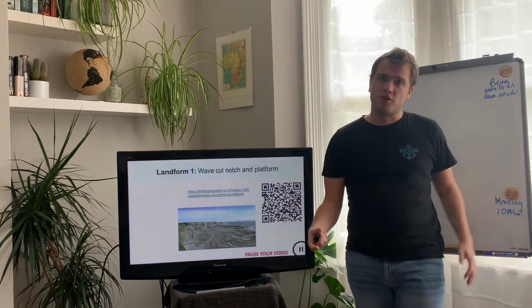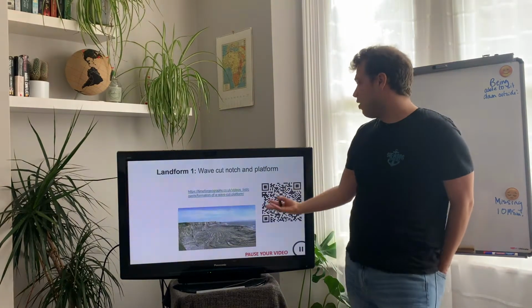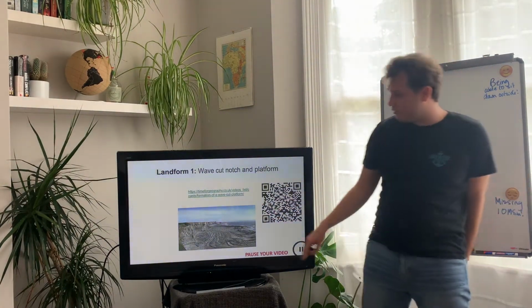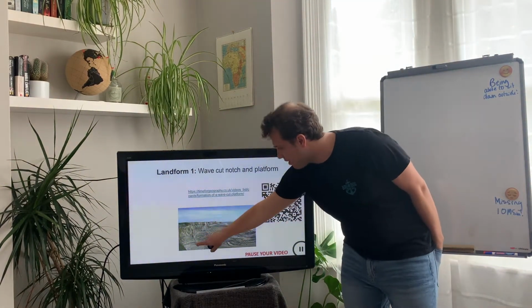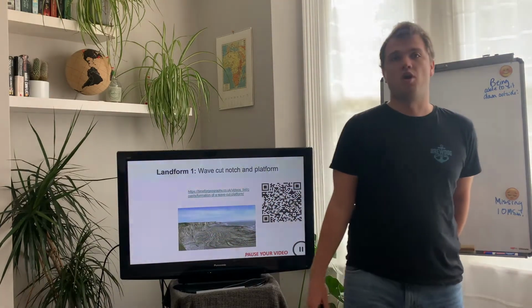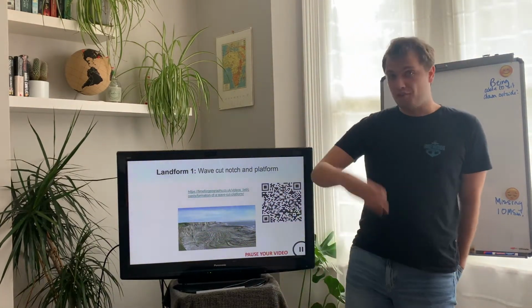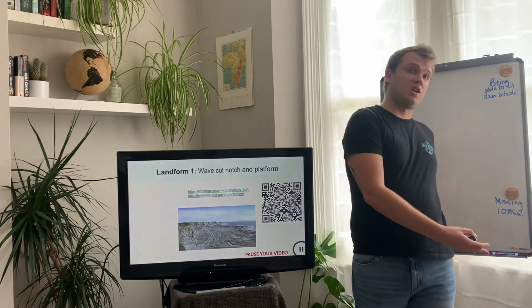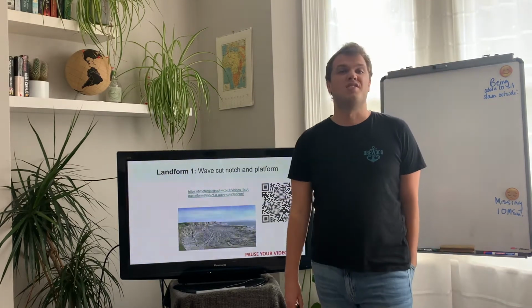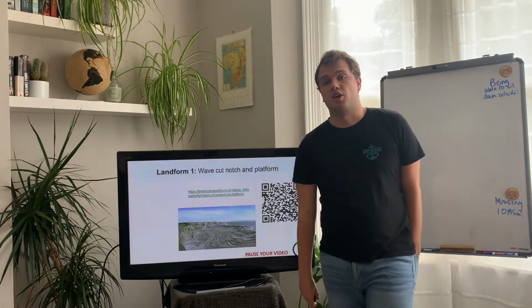Just to put it in a little bit of context for you, when we talk about a wave cut notch and a wave cut platform, we're talking about the kind of bottom area of a cliff and these large expanses of rock that you get at the bottom of a cliff. Often you don't see these when the tide is high. They're things that kind of present themselves when our tide goes out.